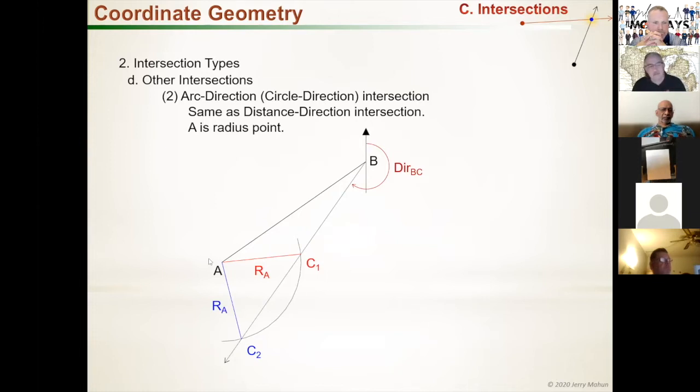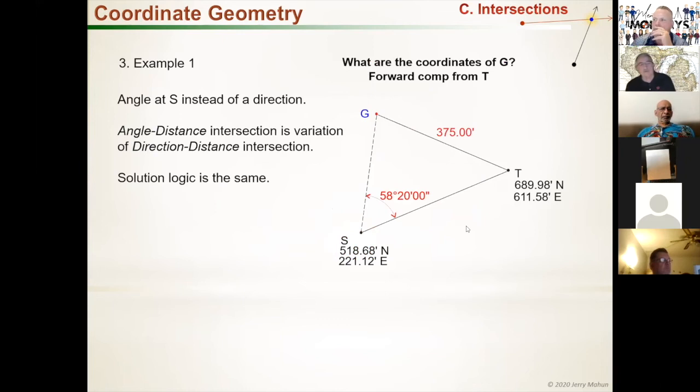All that is radius point and radius, which is basically a distance-direction intersection. So most other types of intersections are a variation of those three fundamental intersection types.